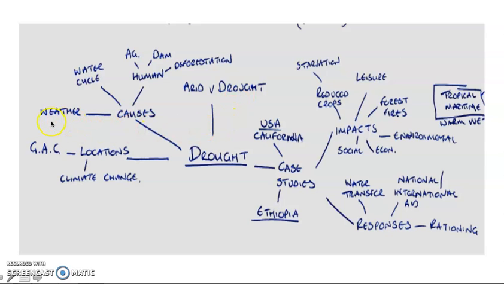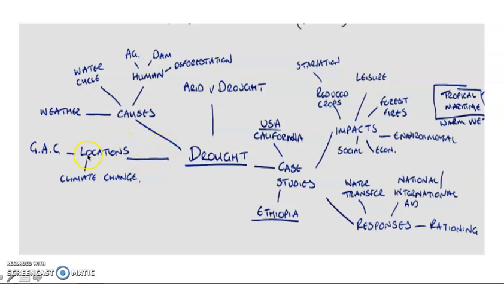Now, weather is a big driver of that. Less rainfall is going to lead to drought. If you get less rainfall, then the water cycle, rivers and groundwater will be affected. But also there can be human causes, taking too much water out for agriculture. Building dams can stop water flowing in some areas, and deforestation can have a big impact on the storage of water within the ground as well.